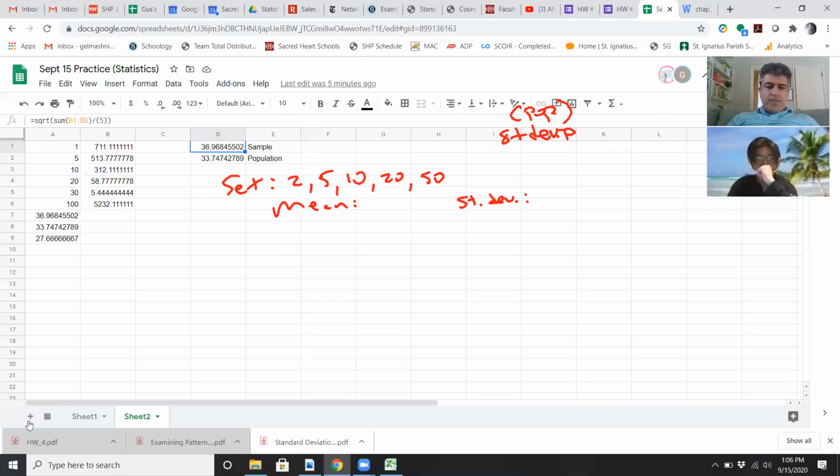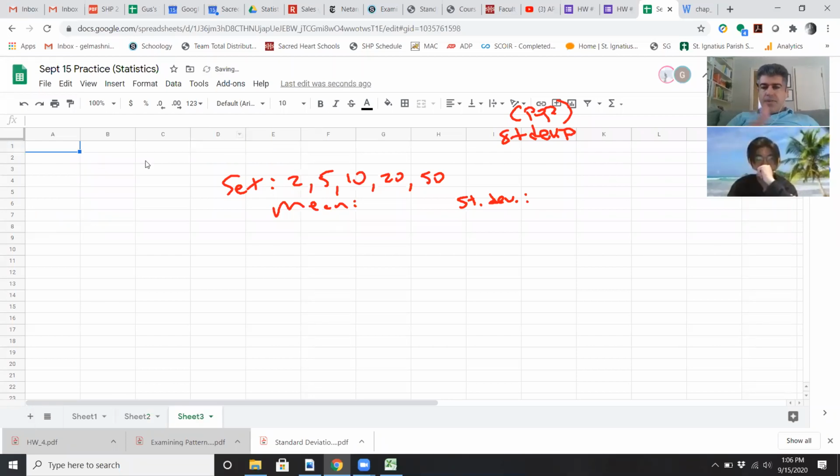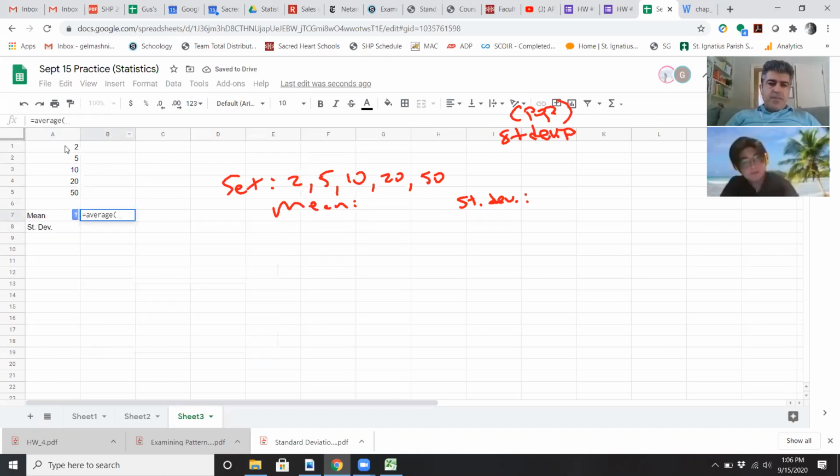So let me create a new sheet here. Actually, it's right there, so I don't have to memorize it. 2, 5, 10, 20, 50. Mean, standard deviation. So it's equals average, highlight the cells, and then of course equals STDV.P. Let me get that. So my mean was 17.4, my standard deviation was 17.48.